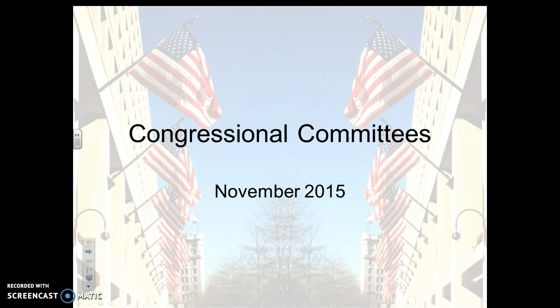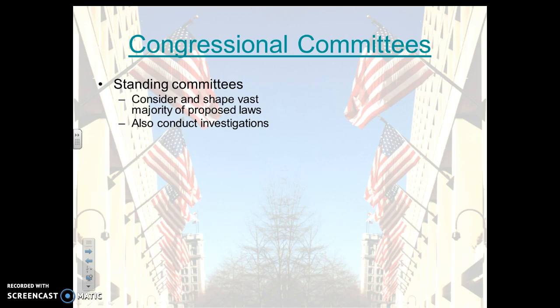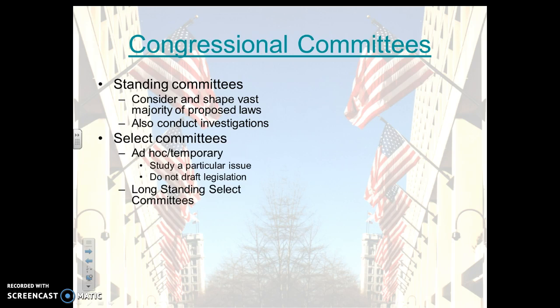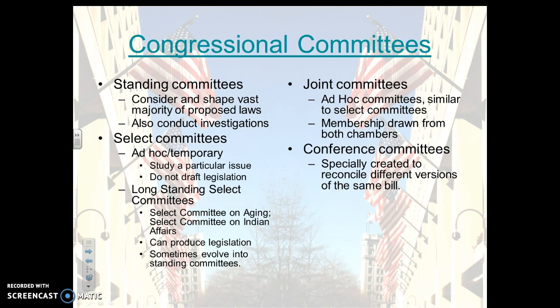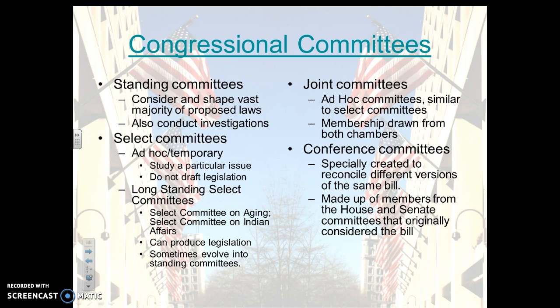You've come to the right place because we're going to talk about congressional committees. And we're going to start off by explaining what sort of different committees we've got. We've got standing committees, we've got select committees, we've got joint committees, and we've got conference committees. And these are all part of the general committee system in the United States.